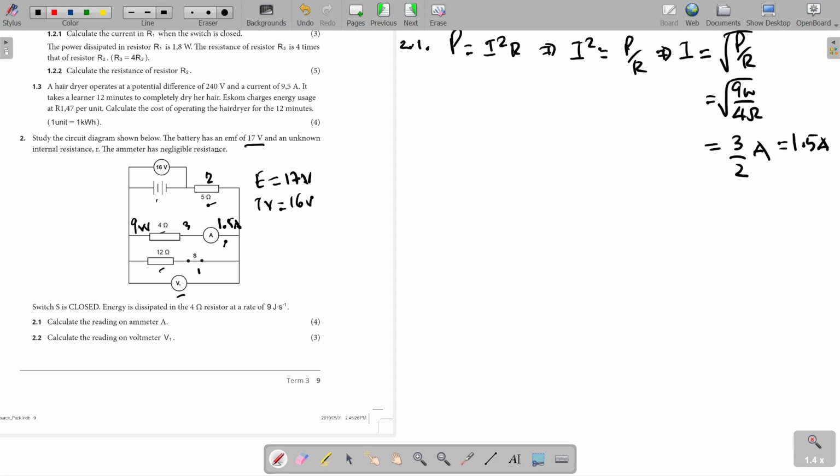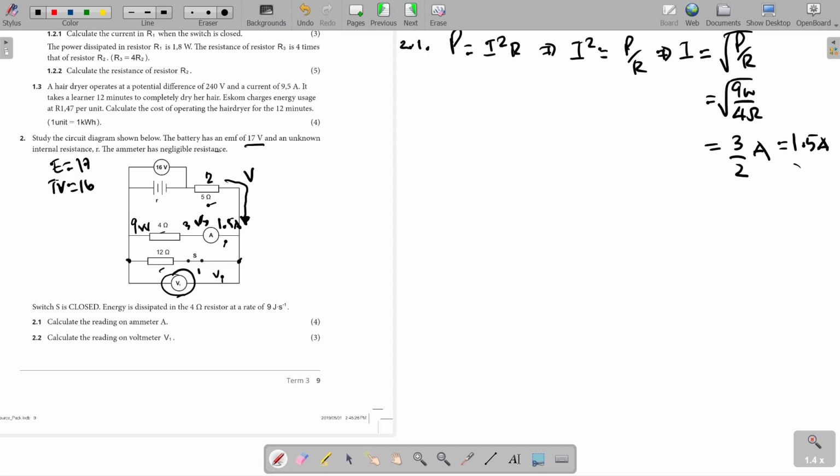Now they're asking us to find the reading of voltmeter one, this one. This one is reading the voltage across the parallel network, especially the second branch. To solve that, we need to understand a few things. We said that EMF is 17 and terminal voltage is 16. The voltage from the battery is the same here: V3 is equal to V1. We need to know that. So let's calculate V3, because that value will be the same as the voltmeter reading.